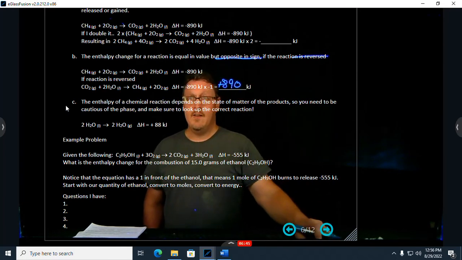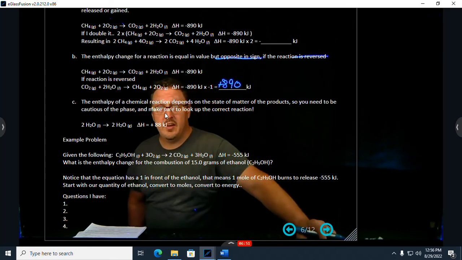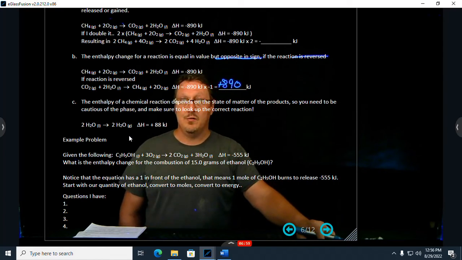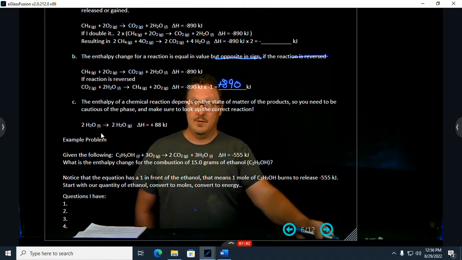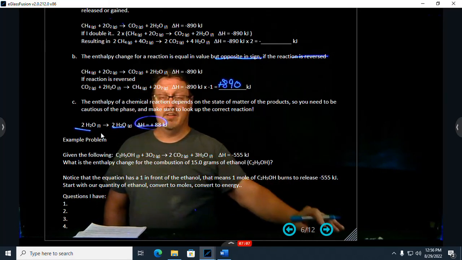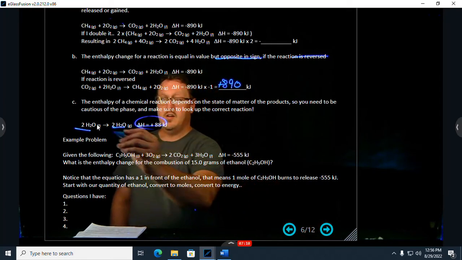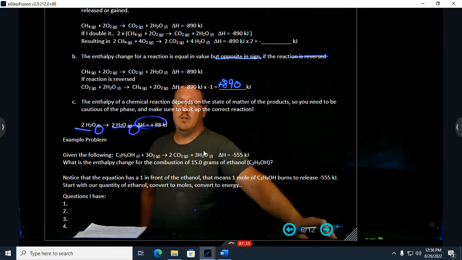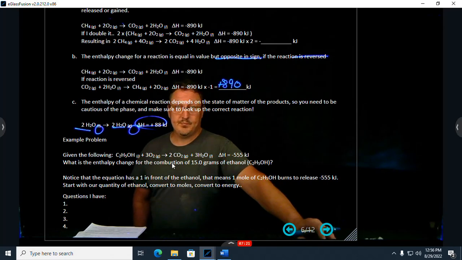And the last one: the enthalpy of a chemical reaction depends on the state of matter of the product. So you need to be cautious of the phase and make sure that you look up the correct reaction. Taking liquid water and turning it into a gas requires 88 kilojoules of energy per 2 moles of water. We have to make sure that we look at phase and take into account our different phases of matter so that we know we're doing it the right way. Now, the first reaction we're going to work through together is this one right here.